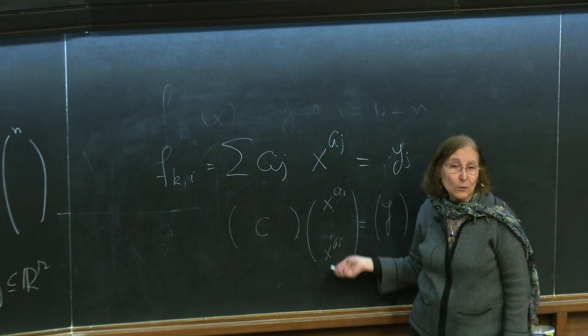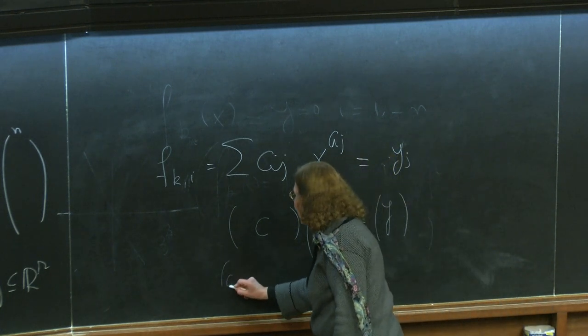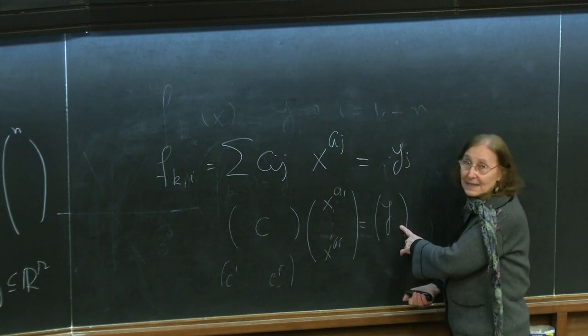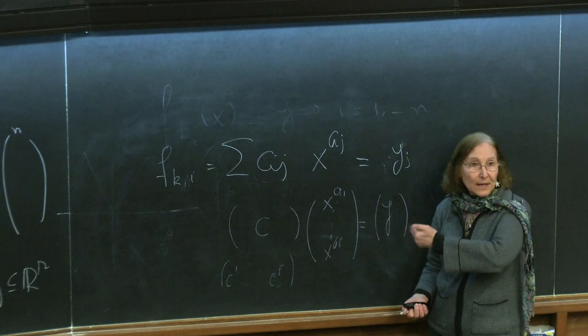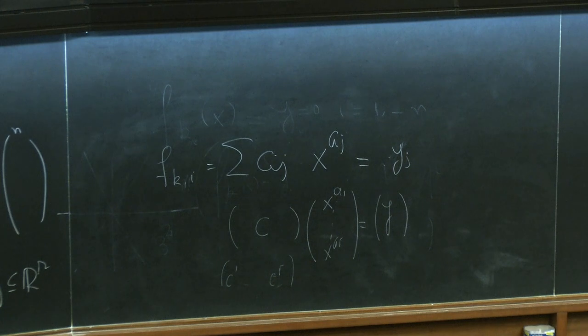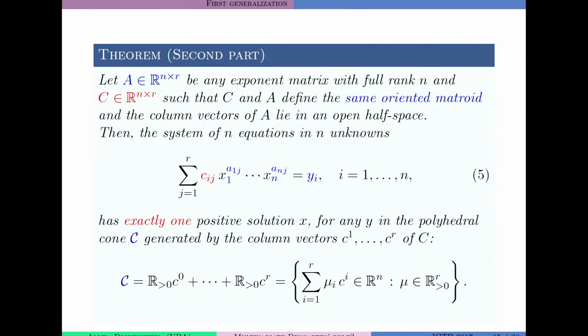If there is a positive solution, these are positive numbers. So if I call C1, ..., CR the column vectors, this means that if y is in the image, it has to be a positive combination of the columns. A positive combination is called the cone generated by the columns. So a necessary condition to be in the image is that y lies in this cone, a positive combination of the columns. These are the mu's.